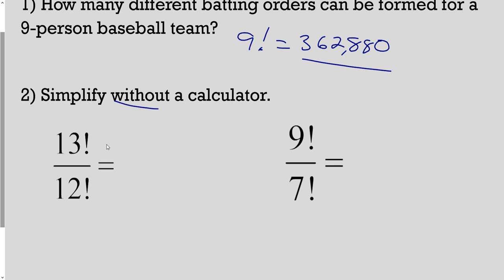Okay, number 2, simplify without a calculator. Obviously, if you're using a calculator, you type 13 factorial divided by 12 factorial. But if you can't do that, it's still not hard, right? So here's what we got.